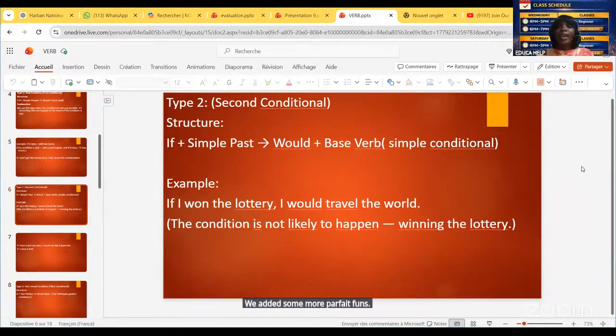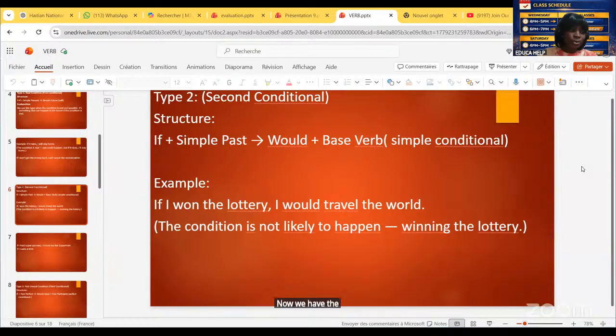Now we have the second conditional. Okay. The same thing for me too, Samlin. Same thing for me. I have the cold, and it's really bad.